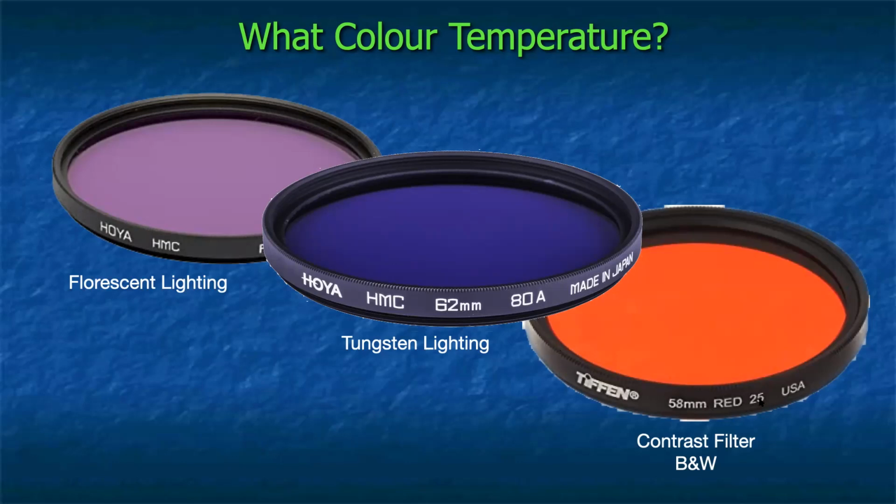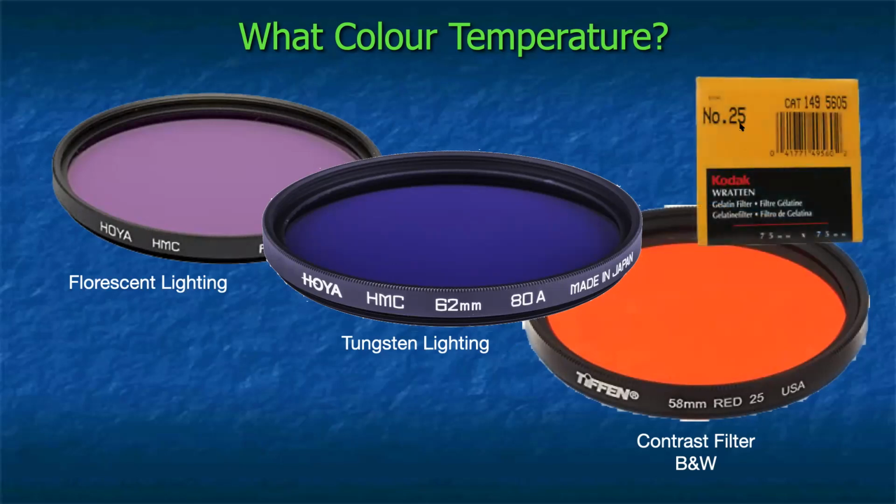Red 25, if anybody's ever come across this before, 80A, 25, these are called Wratten filter numbers, invented by Kodak. So this is the Kodak Wratten filter, and this is number 25, the same red as this 25. The idea was if you picked up a Wratten filter now, last week, last year, last decade, it would be the same color. It wouldn't change. That was the whole idea of consistency with the depth of the color red or whatever color you are purchasing.